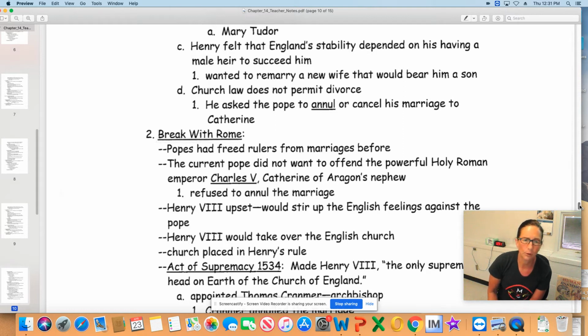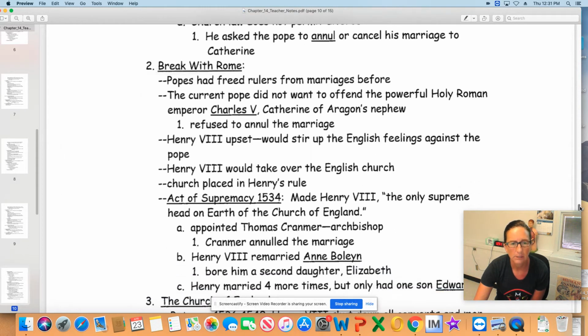Break with Rome. Popes had freed rulers from marriages before. It was not uncommon for rulers to go to popes and ask for an annulment, and for them to get those granted. The current pope did not want to offend the powerful Holy Roman Emperor Charles V. Charles V was a nephew to Catherine of Aragon, Henry VIII's first wife of 18 years. So he refuses to annul the marriage, which makes Henry VIII upset.